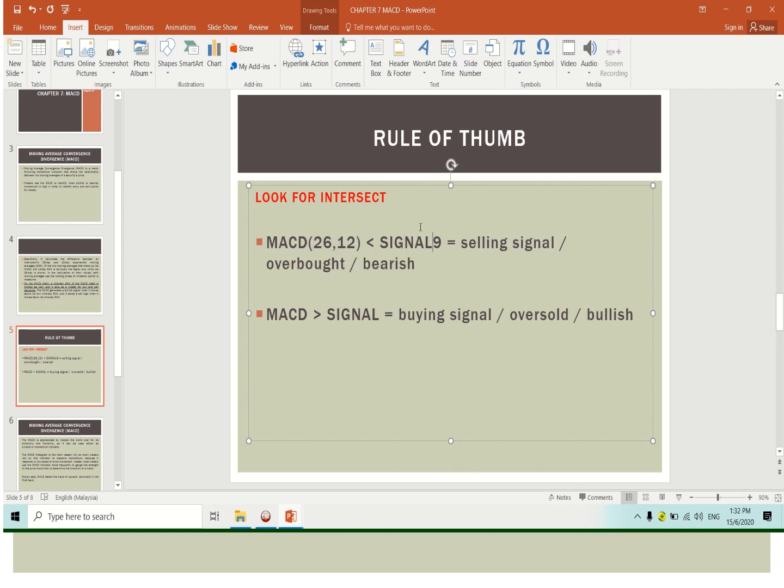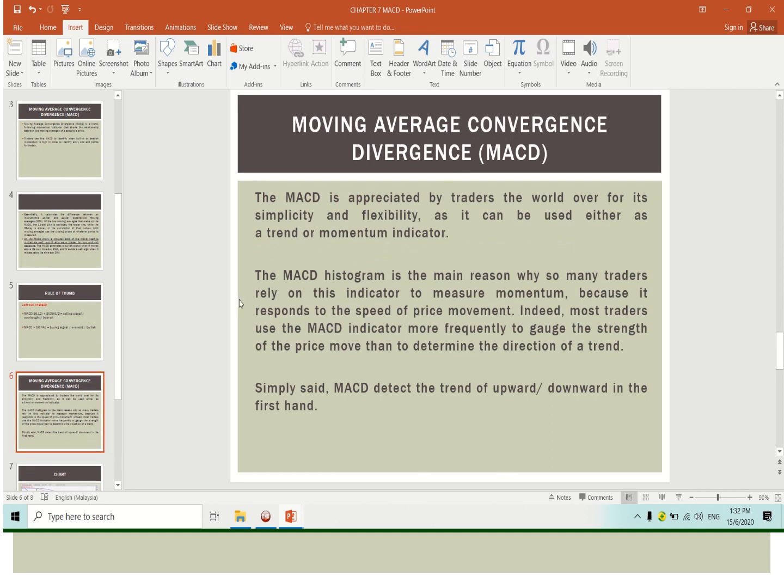Whereas when the line of MACD is above the signal line, it is an indicator of a buying signal. So this is another explanation for MACD.